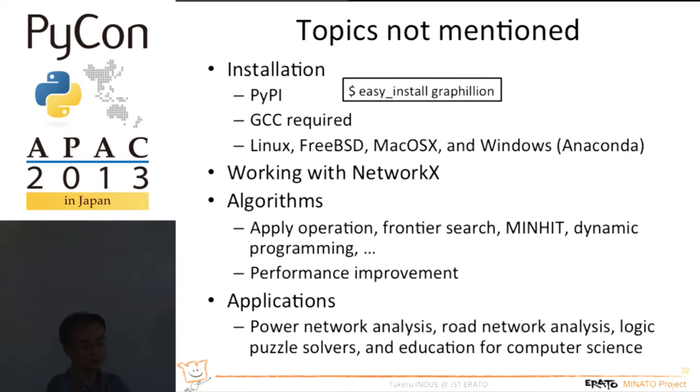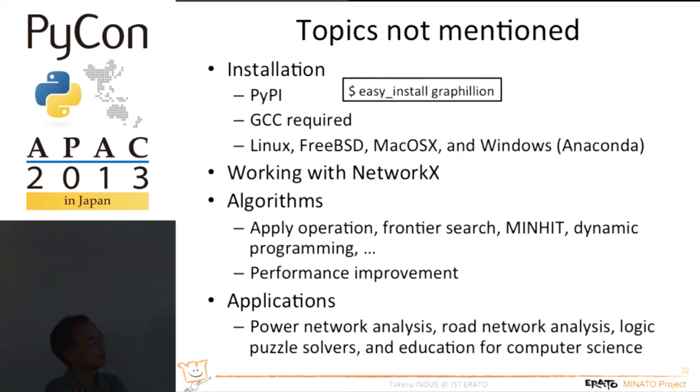Okay. There are some topics I didn't mention in my talk. I omitted the installation process because it's very easy. Just type easy_install graphillion, that's all, if you have GCC on your system. Graphillion supports all major operating systems, including Windows. The Graph object of NetworkX can be used with Graphillion transparently. Details are shown on Graphillion's website. Please see that. Graphillion implements many interesting algorithms, though I didn't discuss them in my talk, sorry.